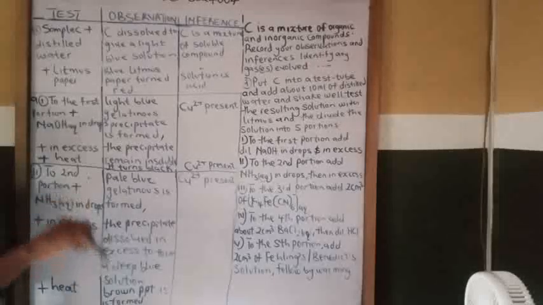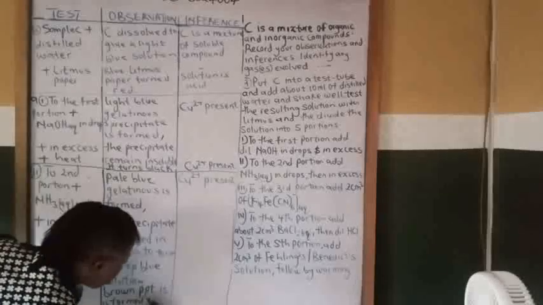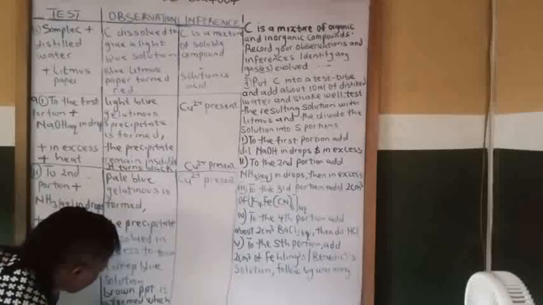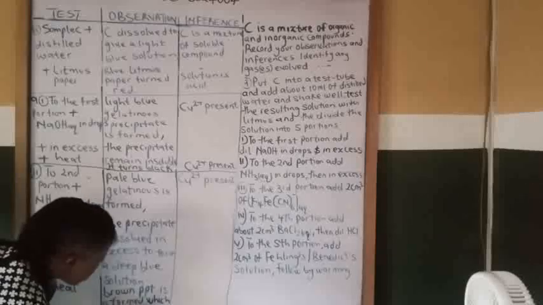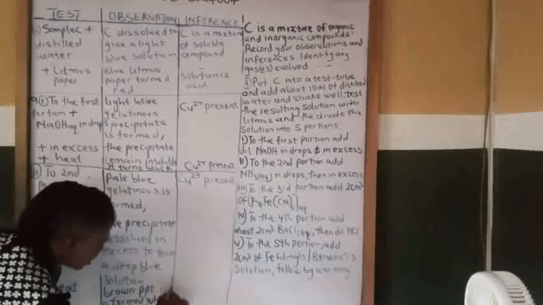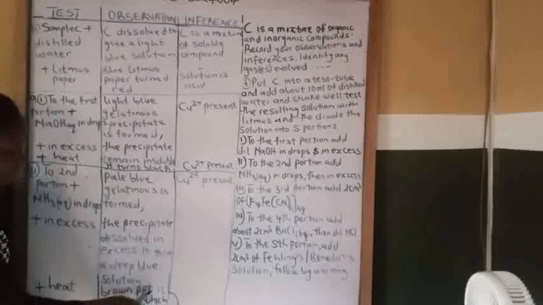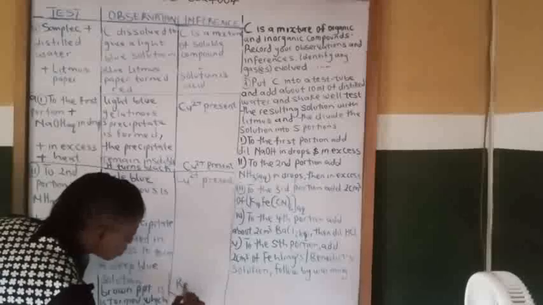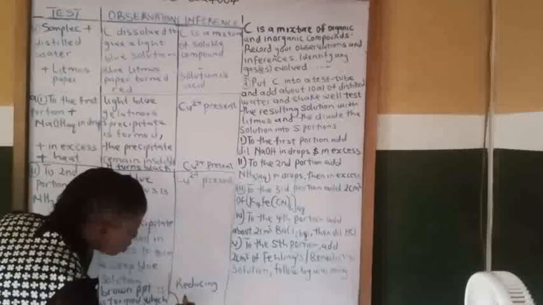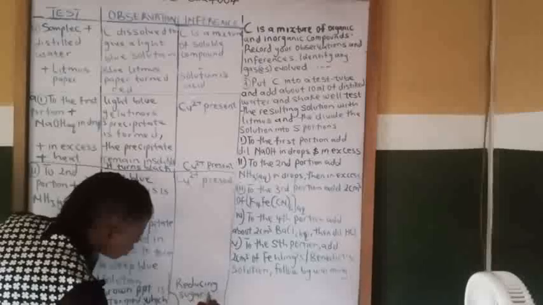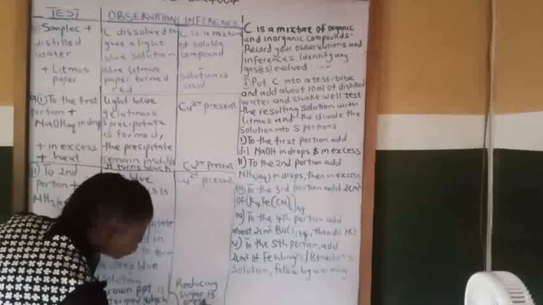Brown precipitate is formed, which turns red when strongly heated. There's no more space for that. Which turns red when strongly heated? So what would be our inference for this last statement? Reducing sugar is present.